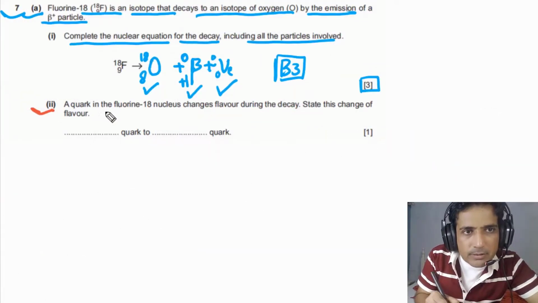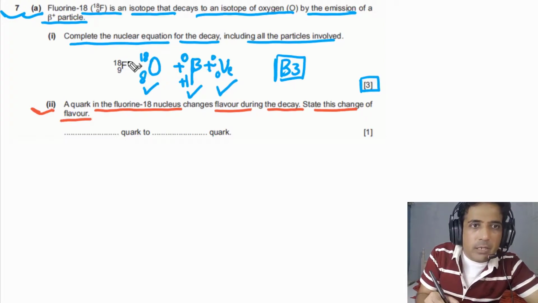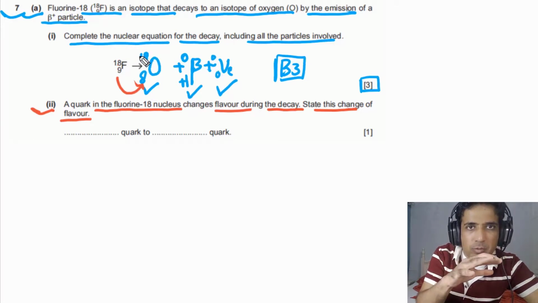For the second part, it is given to us a quark in the fluorine 18 nucleus changes flavor during the decay. State this change of flavor. If you look at this nuclear equation, you can see on left side we have 9 proton, but here we have 8 proton. But the total number of nucleons, meaning the total number of neutrons and protons, remains same.